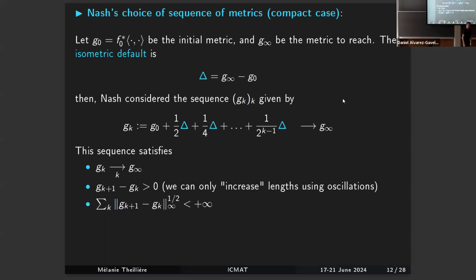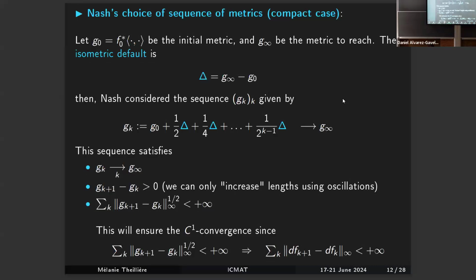So in fact, this sequence satisfies the following constraints. The limit of the sequence is the metric we want to reach, of course. At each step, the difference is positive, because at each step we can only increase length with corrugation. We can't remove length, so the difference has to be positive. We need this because it controls the length we add at each step. And we also need a condition on the sequence, that means the sequence converges fast enough.